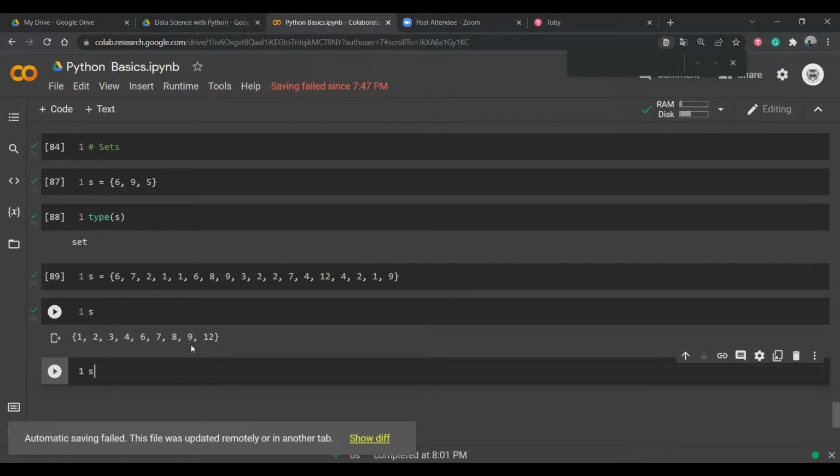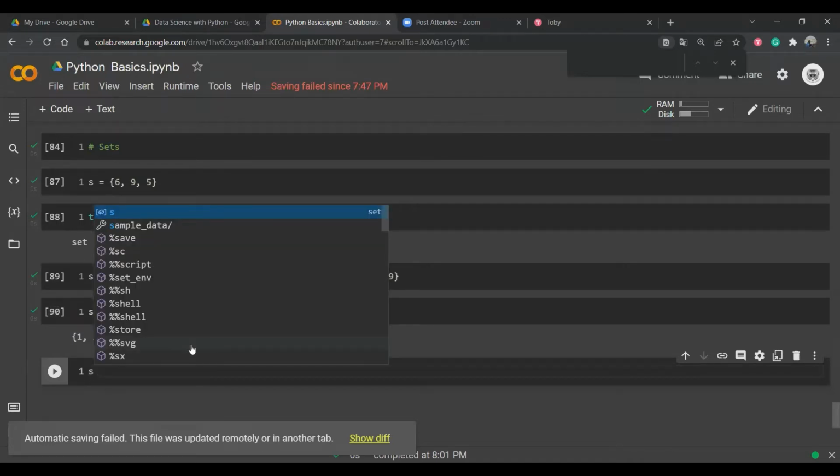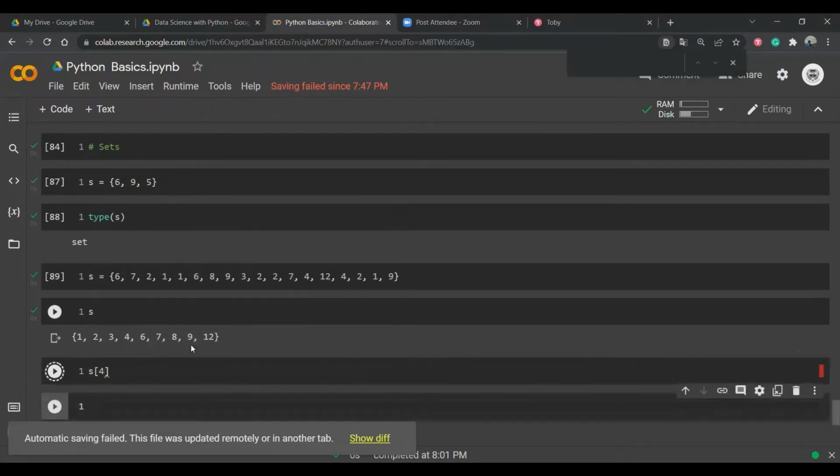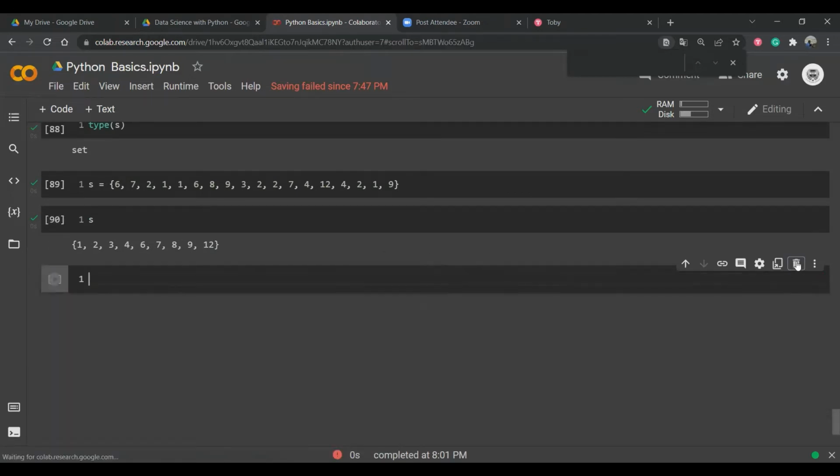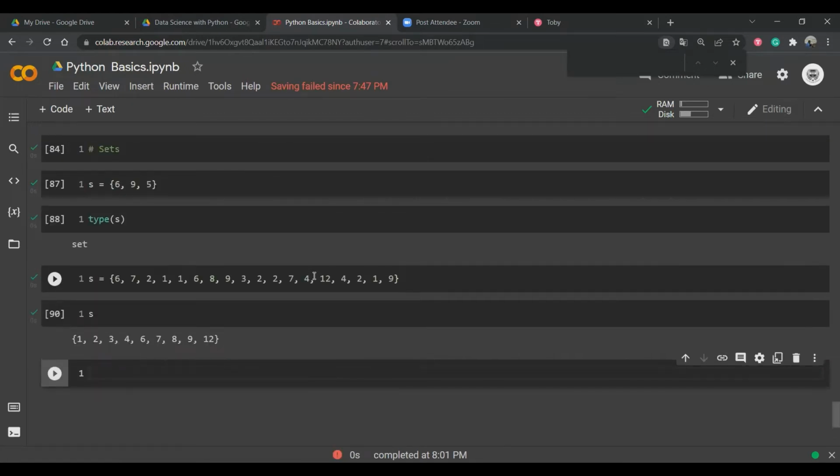Let me check, but I don't think so. Suppose I want to access an element, I don't think I can even access it. Yes, it is not subscriptable. So it's not mutable, it is iterable only. So you can write: a set is an unordered collection data type that is iterable and has no duplicate elements. This is the definition you can write for sets.